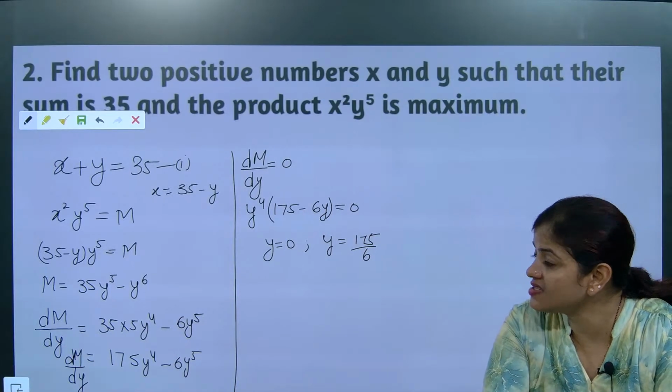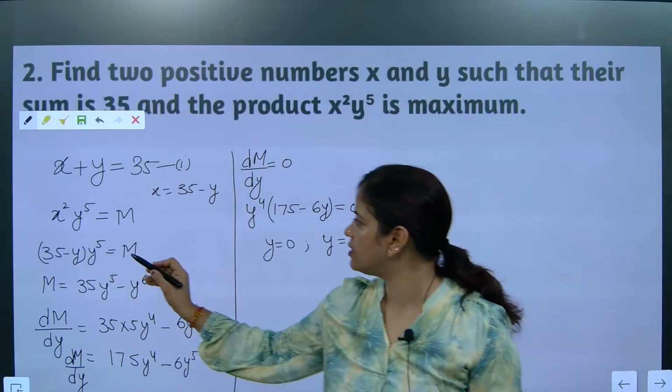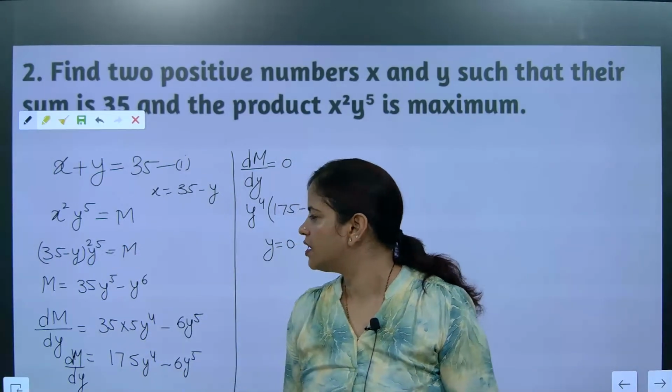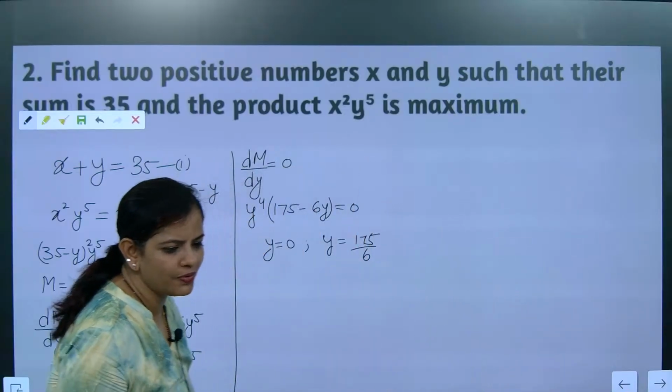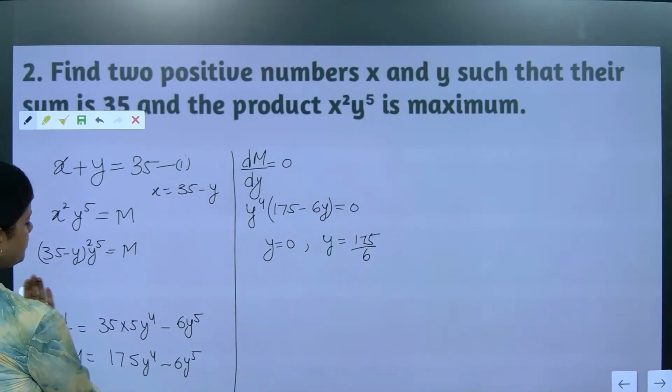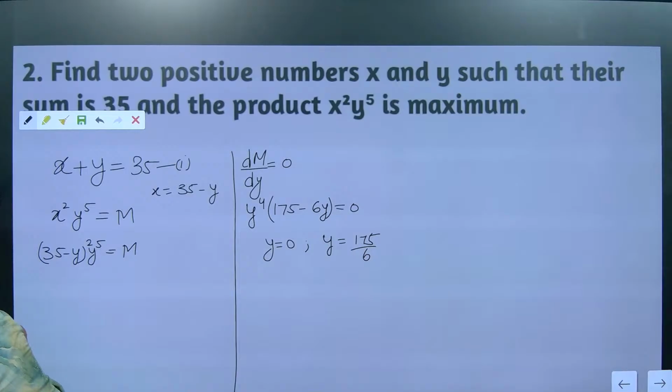Oh, whole square is there, na? I missed the square. Only now I am checking. Square is there. Then we will not be opening it. Without opening we are going to solve. Square is there, so we will just take x and y. So this part you take as u and this part you take as v.